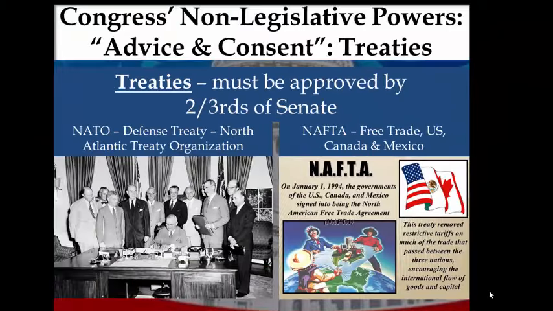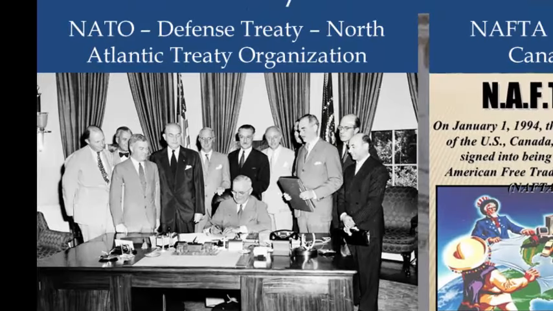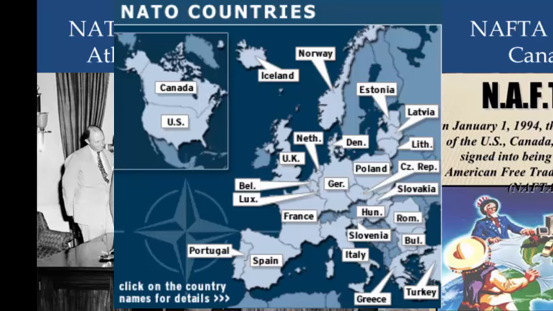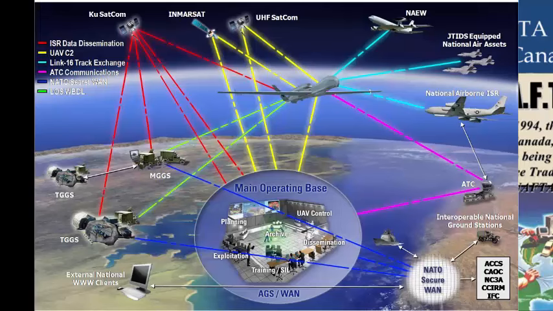In order for a treaty to be passed, it requires a 2/3 vote by the Senate. And here's 2 important treaties that will be on your state exam. The first one is NATO, which is the North Atlantic Treaty Organization. This is a defense treaty signed between North America and most of Europe after World War II and still exists today. And this was at the start of the Cold War with Russia, something we're going to be covering later this year.